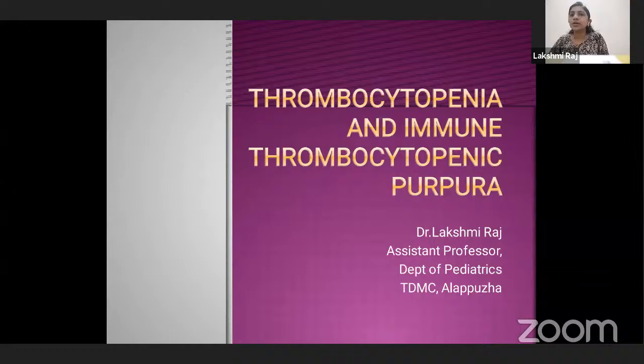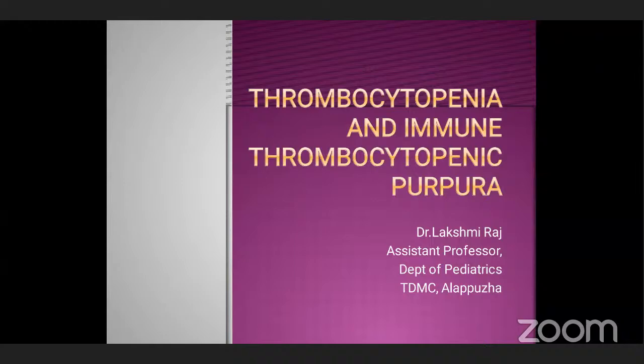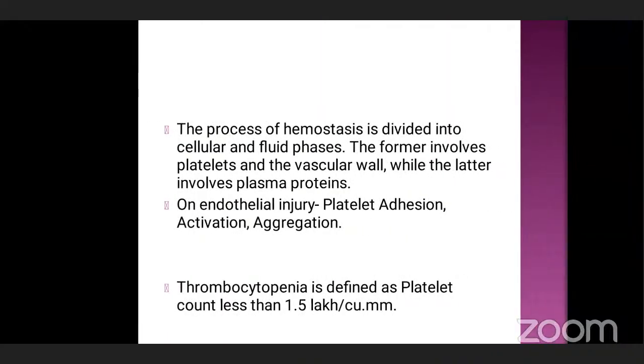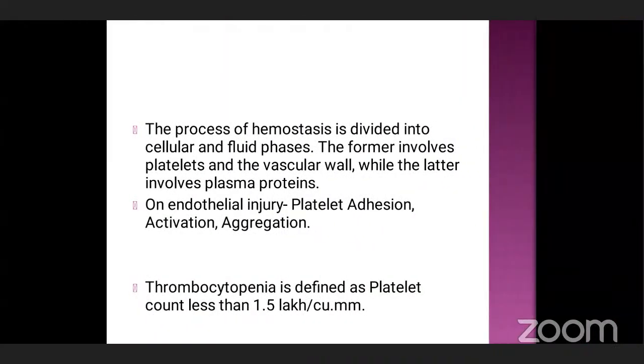So today's topic is thrombocytopenia and immune thrombocytopenic purpura. First we will be seeing what is thrombocytopenia, and then we will move on to immune thrombocytopenic purpura. So first, about the hemostasis process in our body, what happens during the process of hemostasis. The process of hemostasis means what our body does to control bleeding.